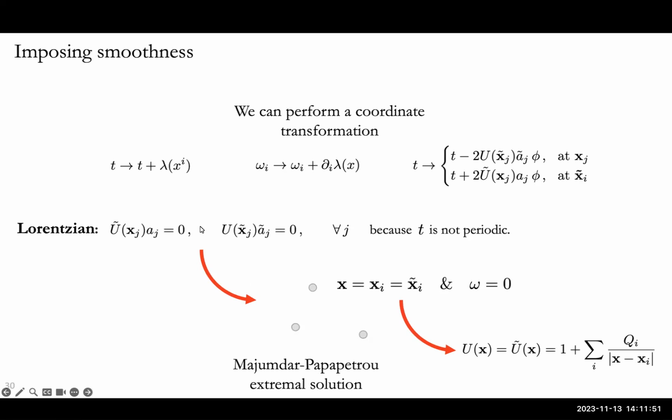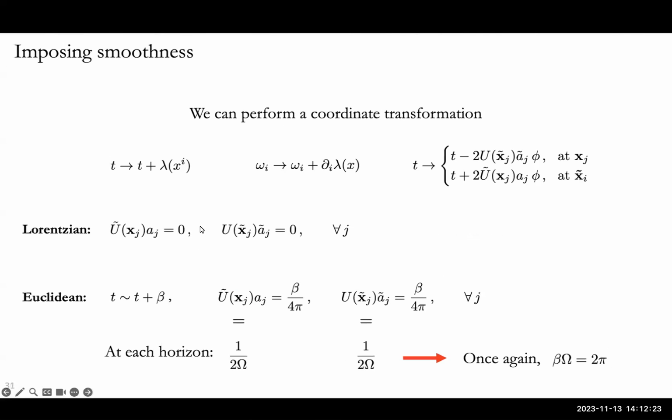So if you look at that solution that has all the xi equal to xi tilde, that solution has omega equals 0 because u would be equal to u tilde. And what one recovers is precisely the multi-center solutions that people discussed in the past, namely the Majumdar-Papapetrou solution, for which the factor in front of dt squared has double poles at x equals xi. So this recovers the old Lorentzian multi-center solution.